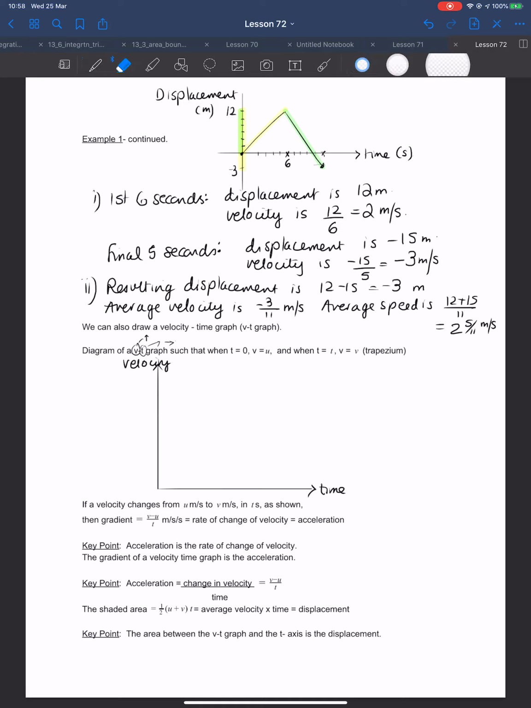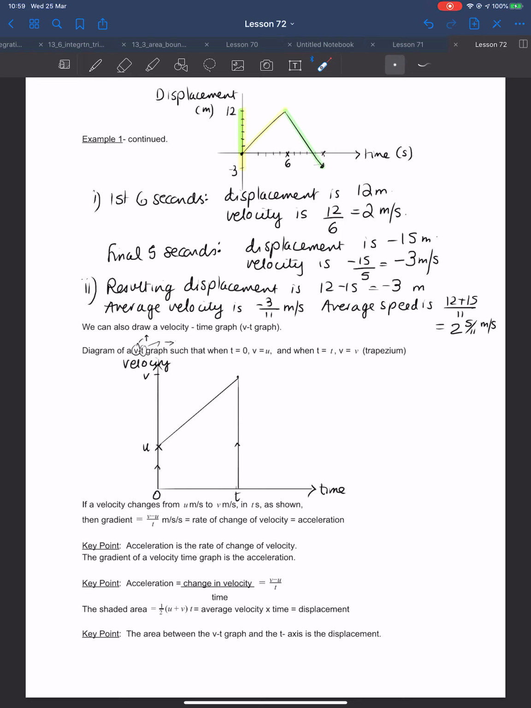So when t equals 0, v is u, and when t is equal to t, v is equal to v. And that's what we want there. And it's made a trapezium. If you remember a trapezium, we've got parallel sides. A trapezium doesn't necessarily have to have a right angle, but this one does. It could be like this, but this one has got a right angle there.